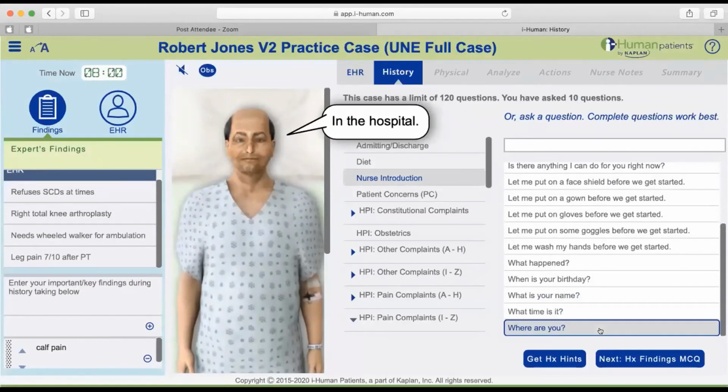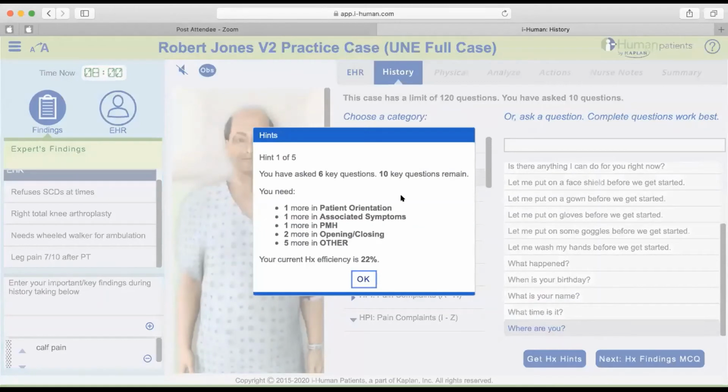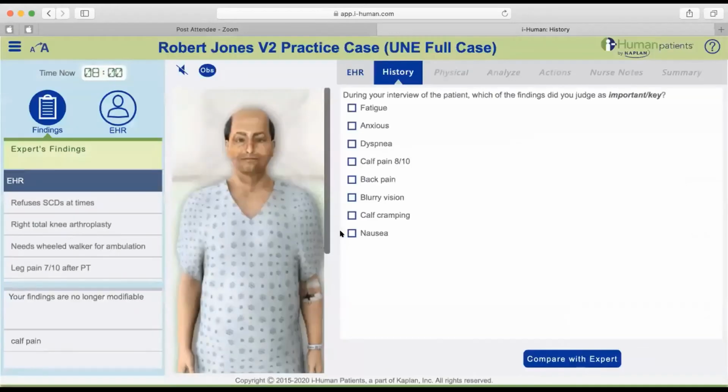Where are you? Now, in terms of hints, now I get a little bit more information. I'm still missing 10 key findings, and this will give your students a clue in terms of where those findings might be found. We're going to move forward. I have calf pain listed. Let's compare it to the expert with our multiple choice question.